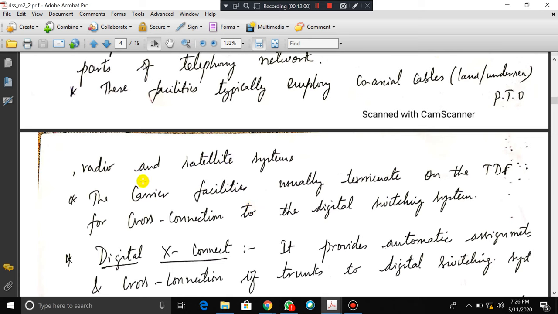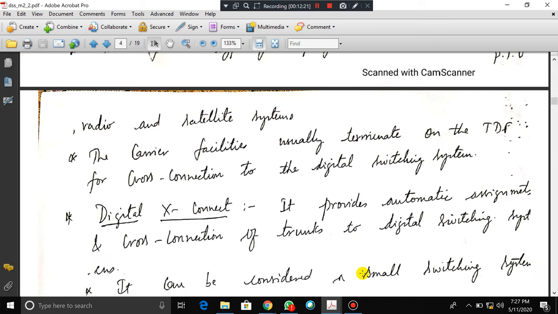So radio and satellite system. The carrier facilities usually terminate on a trunk distribution frame for cross connection to the digital switching system. Next, the digital cross connect, or digital X connect. It provides automatic assignment and cross connection of trunks to digital switching systems.